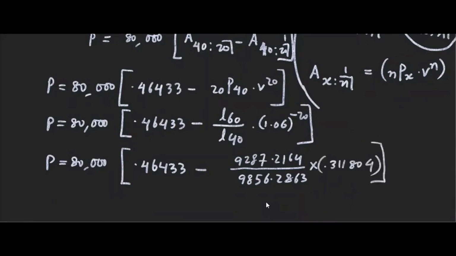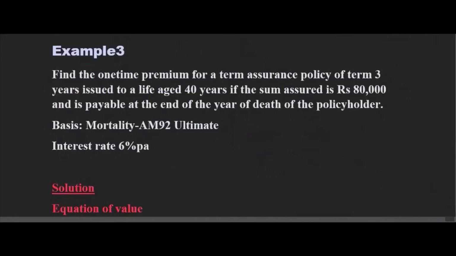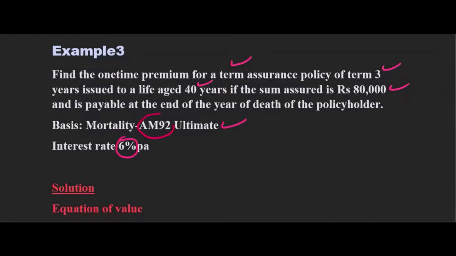Now this is your task, okay. You find P, whatever it is, that will be the answer. We will not worry about this calculation here. This is example 3, okay. This is term assurance, term 3 years, 80,000, M92 ultimate, 6% interest rate, payable at the end of year of death. This one also you need to mark, okay.